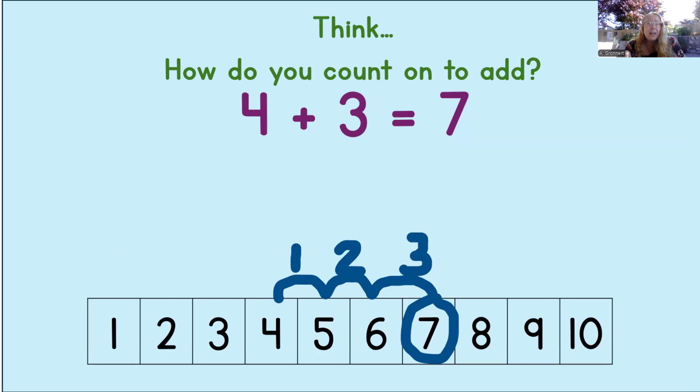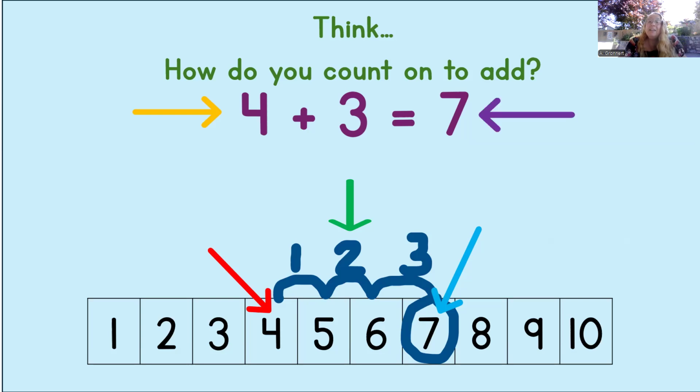Now, I want you to think. How do you count on to add? First, we look at the equation. Then we mark the number line at the first addend. That's the number 4. Then we count on the number of the second addend. That's 3 for this problem. Next, we circle where we land. That's the number 7. And finally, we write that number into the equation.